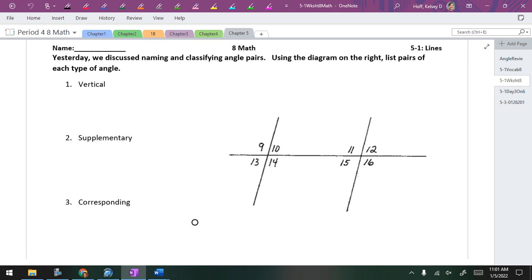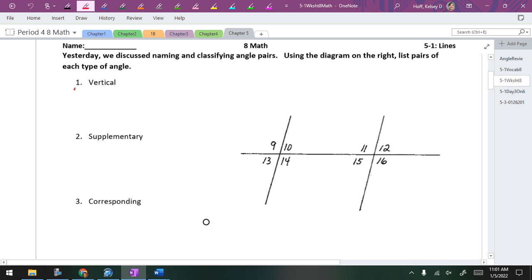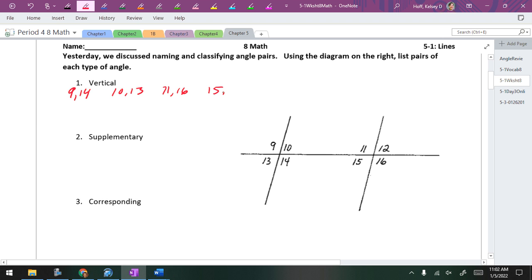Monica, what do you have for vertical? Passing? Isaac? 9, 14. 9 and 14 would work. So if you have these wrong, fix them. Fix them. Aspen? 10 and 13. 10 and 13 would work. Abby? 11 and 16 would work. Taylor? 15 and 12. I think that's all of them, correct? I think there's only 4.